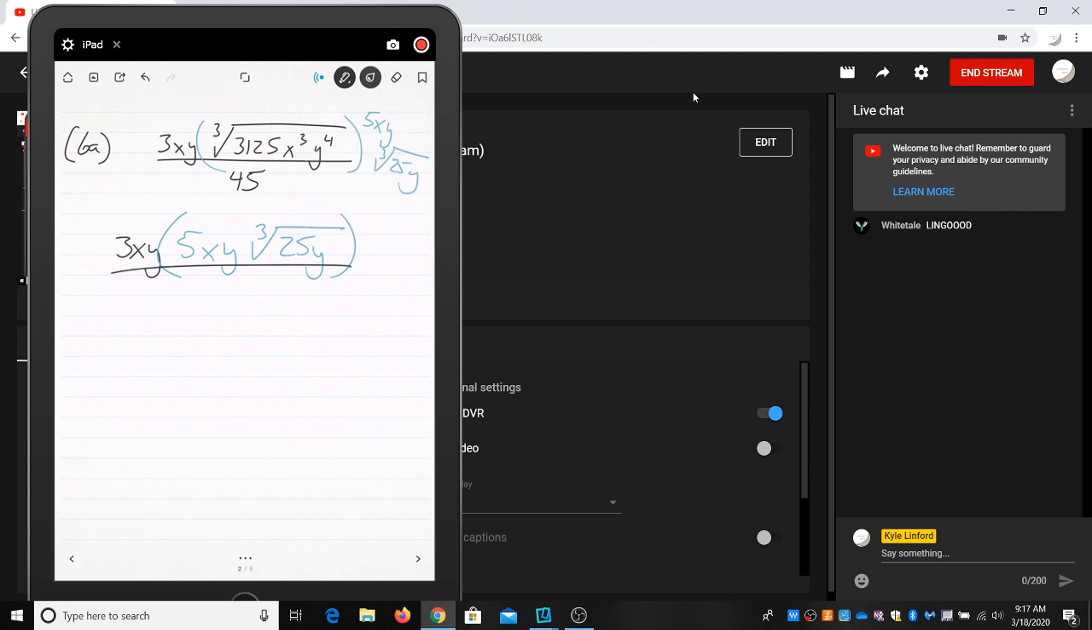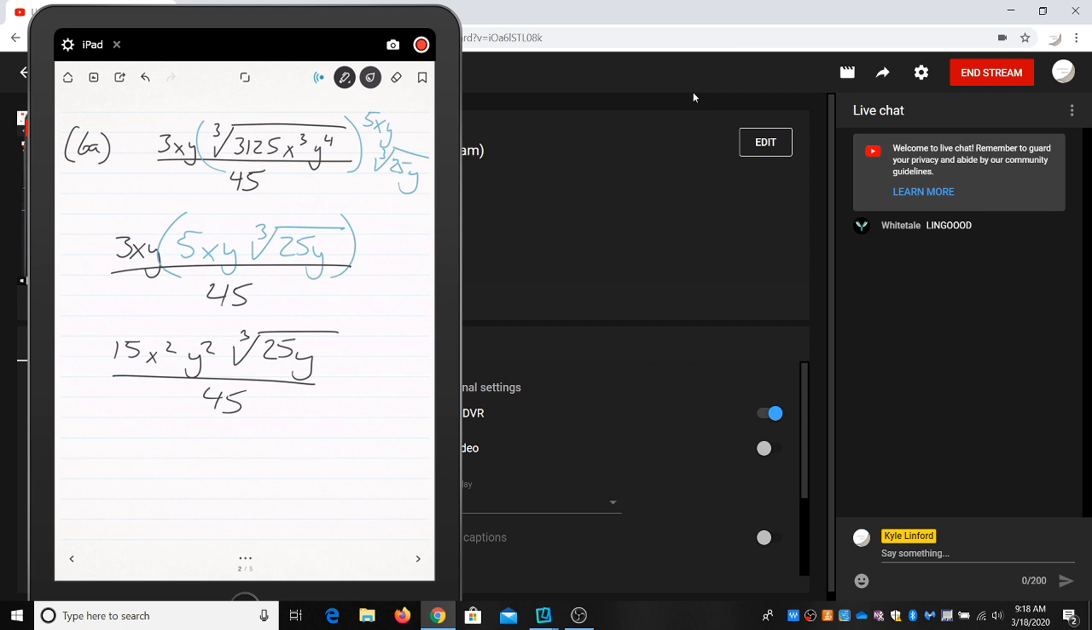And then this is going to all be over 45. So we can go ahead and simplify this. 3 times 5 is 15, x squared, y squared, and then we still have the cube root of 25y all over 45. A couple things I want to point out before we finish this problem.